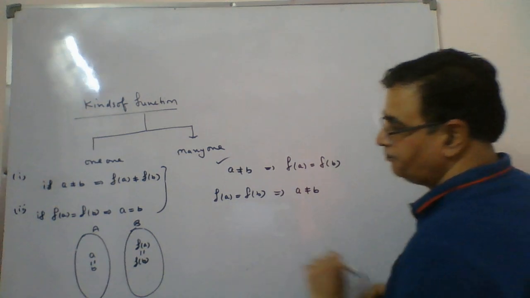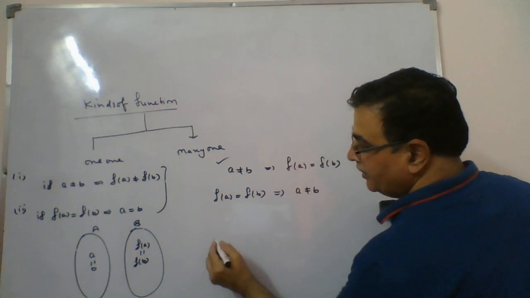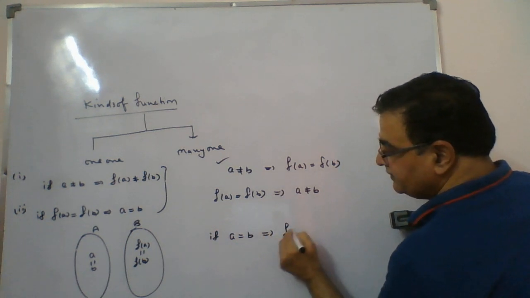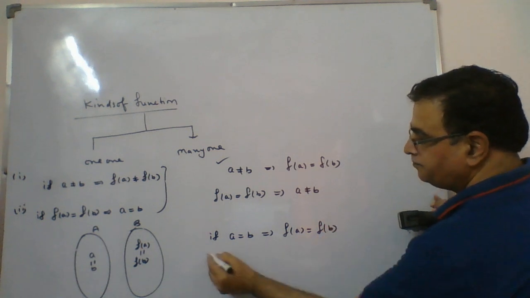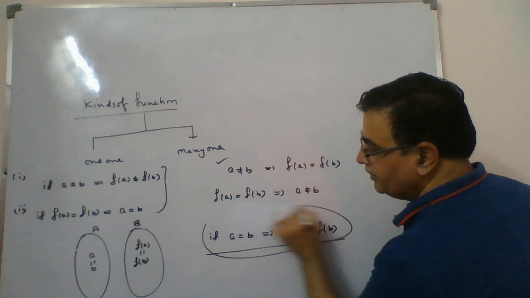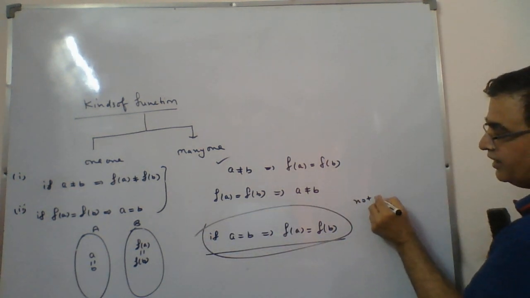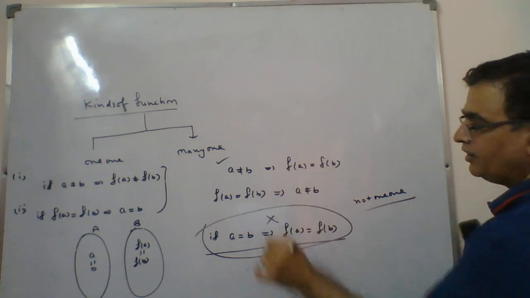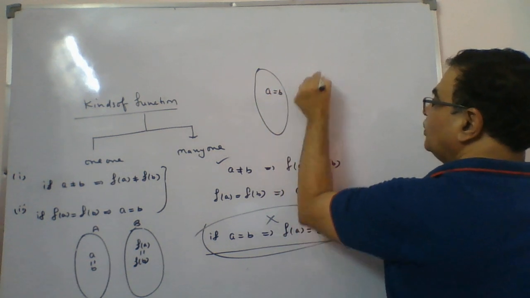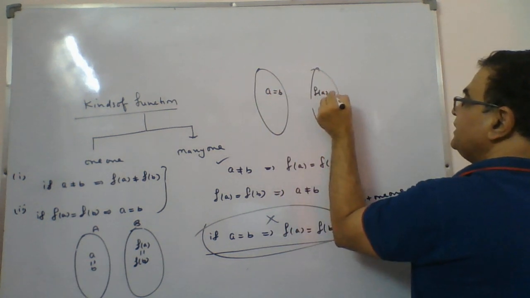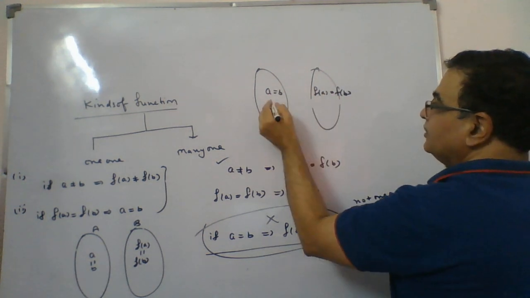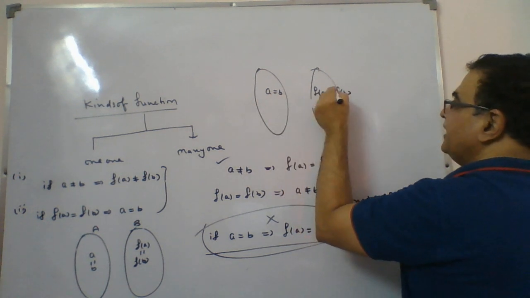Don't do this, please. This definition you can't use: if A is equal to B implies Fa is equal to Fb. This is the obvious condition. This you can't say for 1-1. This is not the 1-1 case. This is not the definition for 1-1. Why? Because if A and B are already equal, how can their images be different? Automatically it has to be the same, because if A and B are equal, that means they are the same element. How can the same element have different images?